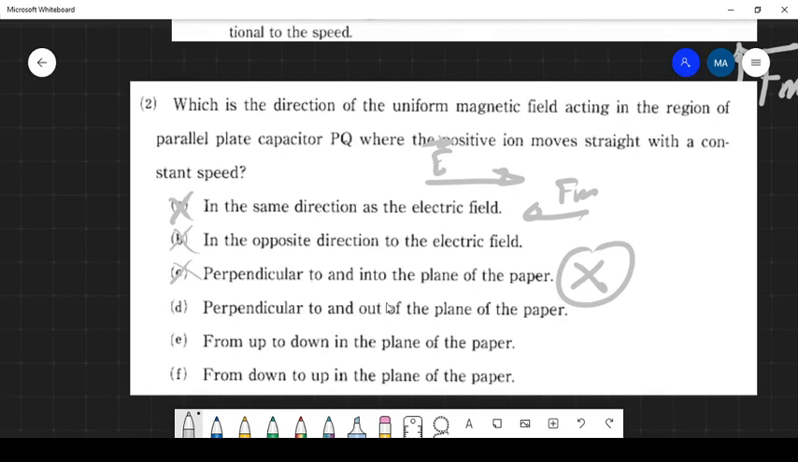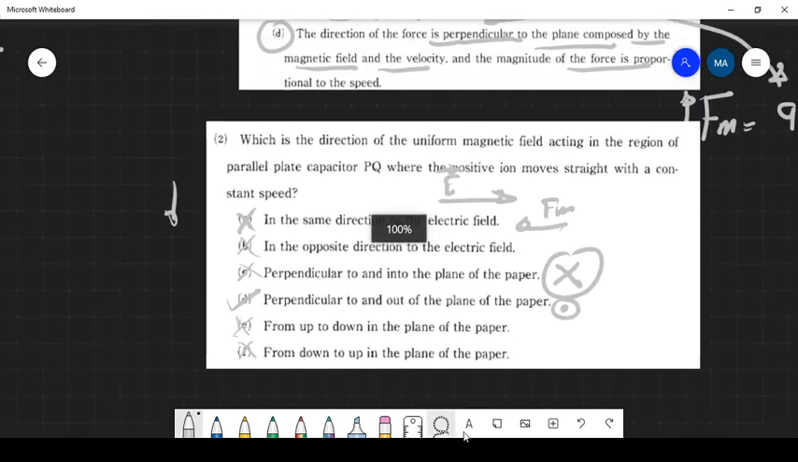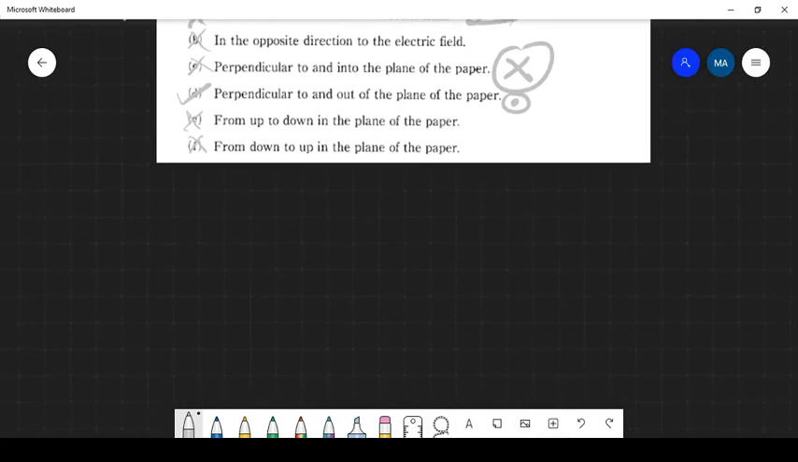Perpendicular to and out of the plane of the paper, this is the right answer. From up to down in the plane of the paper, no. From down to up, no. He's telling me that it's like this B, so this can't be. So let's go to question 3. Now we start having a bit of math and some equations over here.